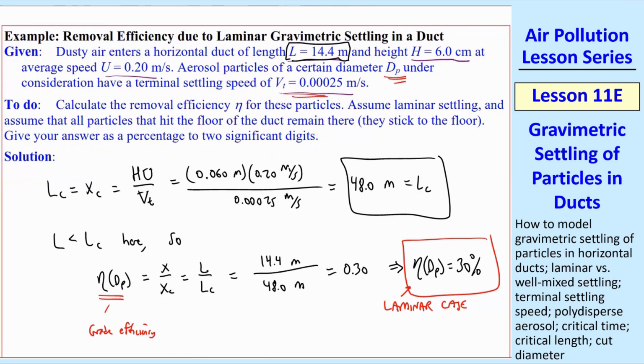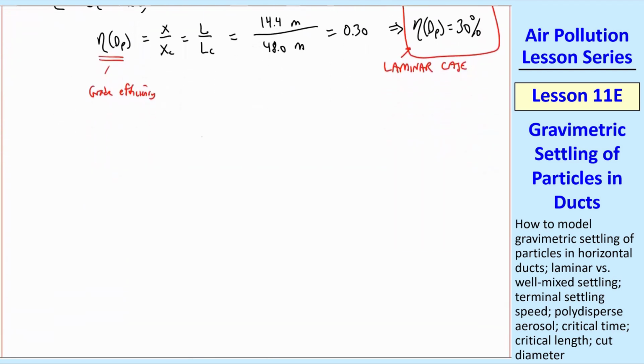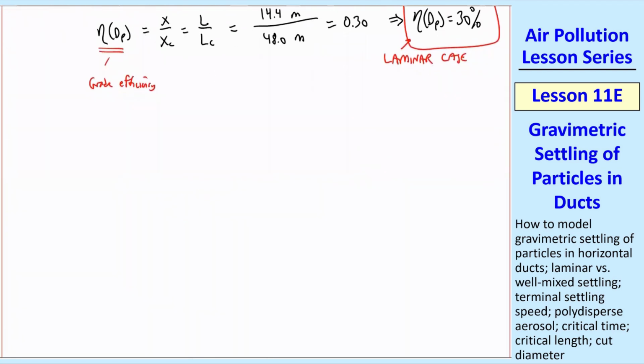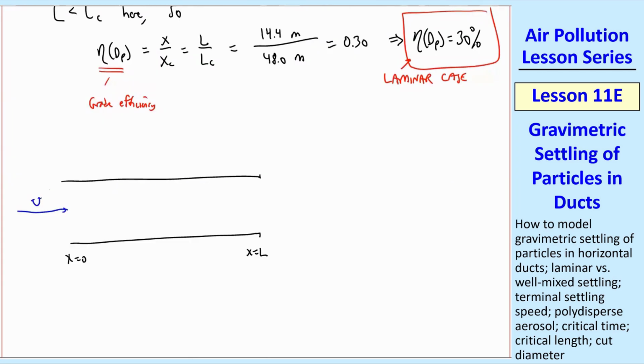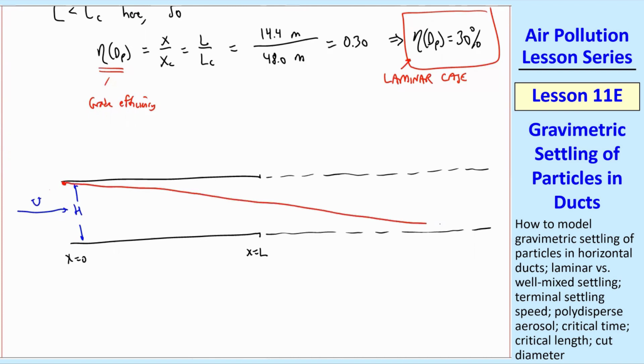You'd have to know the density and the temperature and pressure, of course, as well as the diameter to get VT, but you know how to do that. So let's imagine doing this for several different values of dP. Let's consider our duct. For this particular problem, we have a U, we have an H, and our duct length is such that it's shorter than the critical length. So for these particular particles, critical length is somewhere way out here.